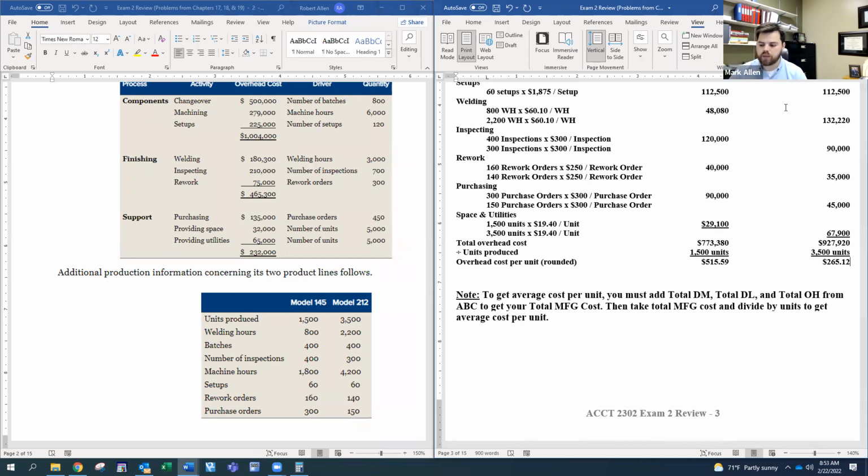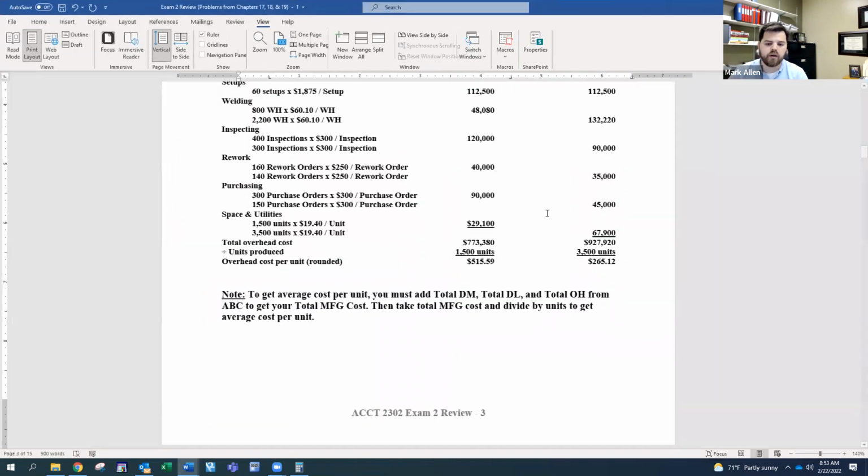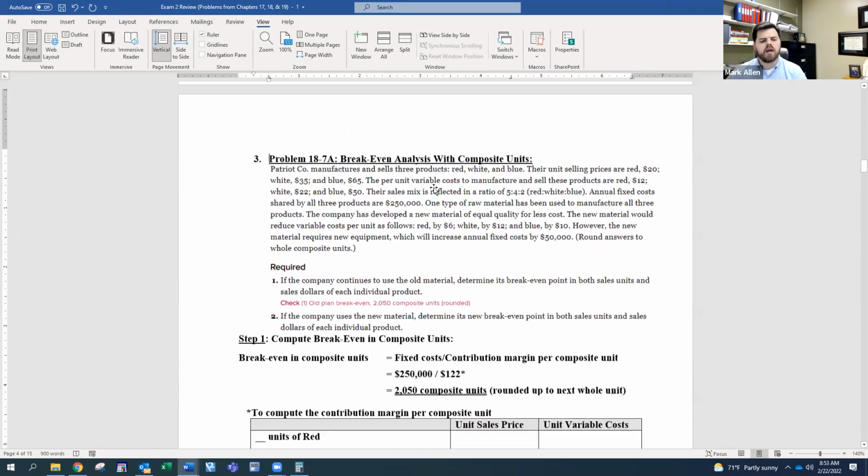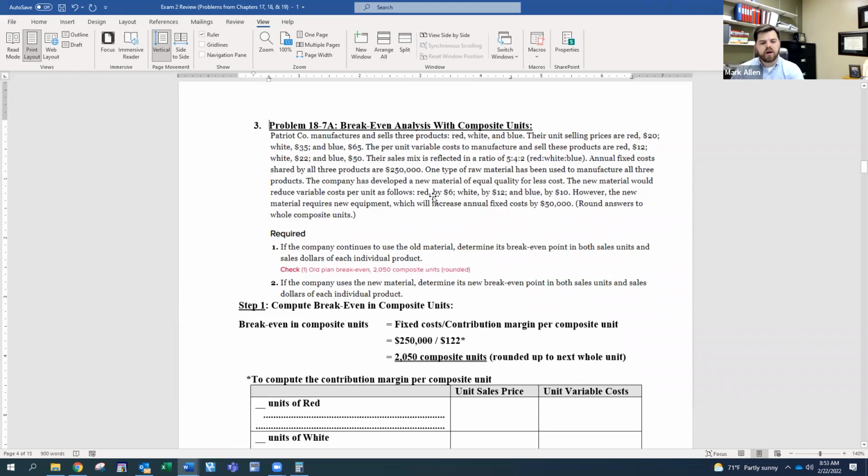So at this point, I'm going to go ahead and make this screen bigger again, and we're just going to continue on. Now, in this case, we've been asked to perform break-even analysis, but not just with any regular units like you might normally use. In this case, we are doing what is a more realistic situation, which is where we actually have what are called composite units.